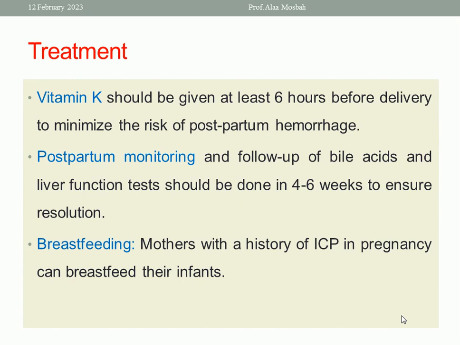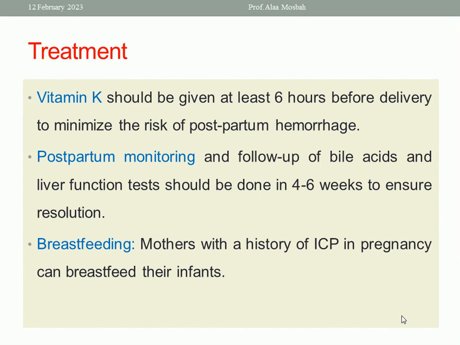Should I give vitamin K before delivery? Yes. It's better to give vitamin K at least 6 hours before delivery to minimize the risk of postpartum hemorrhage. You can give it by injection, of course, and some advise giving vitamin K during antenatal care by oral administration also.